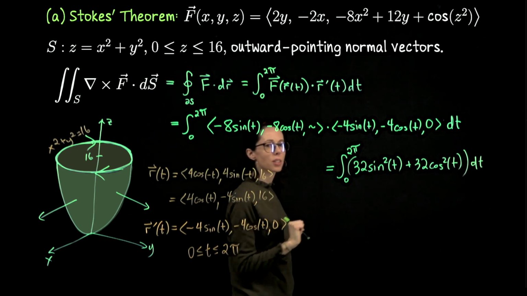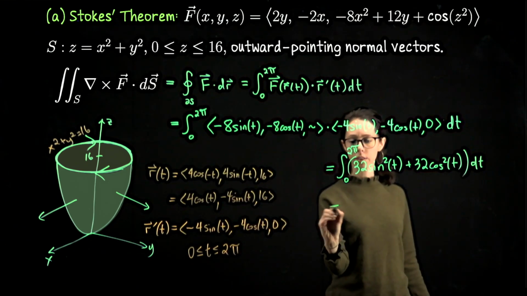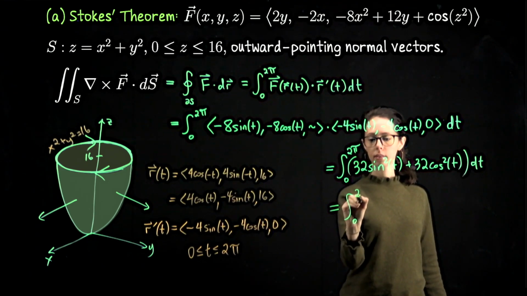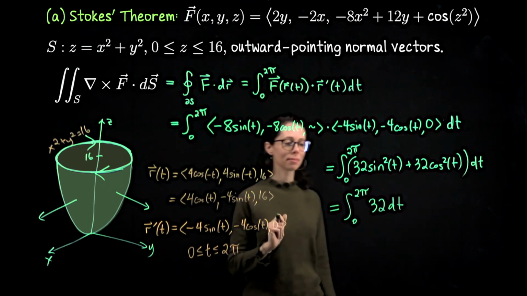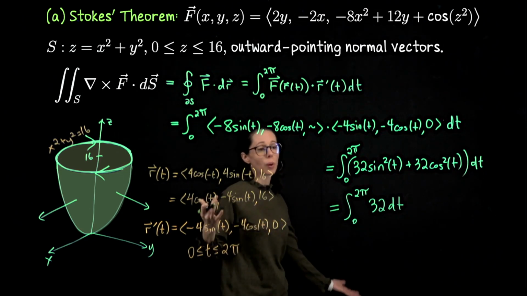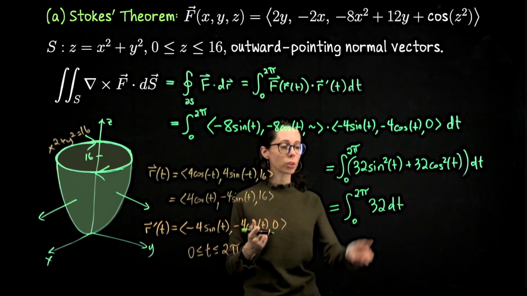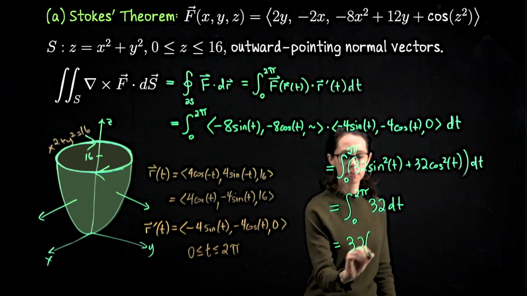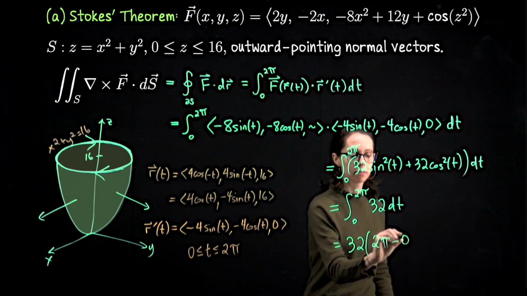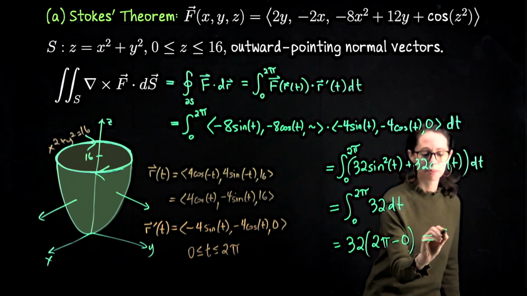Okay, so that's the result of doing the dot product, but sine squared plus cosine squared is 1. So this is really just 32. Which is wonderful. Integrating a constant over the domain from 0 to 2 pi is going to be 32 times 2 pi minus 0. So with Stokes' theorem, we're getting 64 pi.